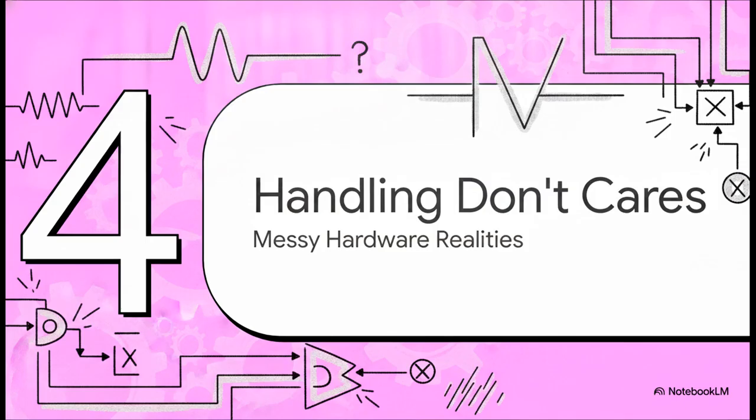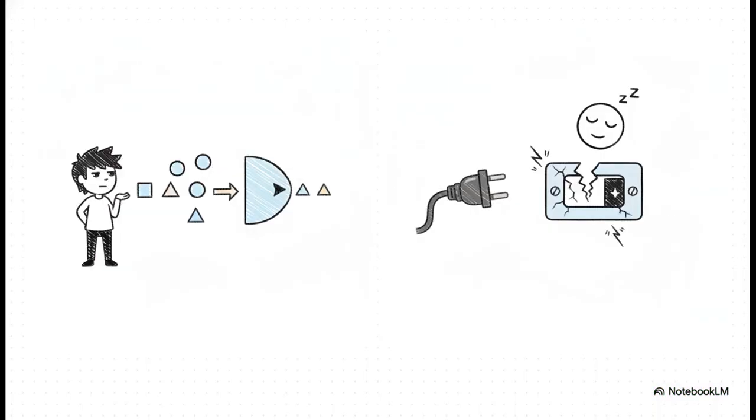handling don't cares, or as I call it, the messy realities of hardware. So, in Verilog, it isn't just a perfect world of ones and zeros. We actually have two other states, state X and state Z. Think of state X as the rebellious teenager of the circuit. It simply doesn't care if it's supposed to be a 0 or a 1. Its value literally doesn't matter to the final outcome.